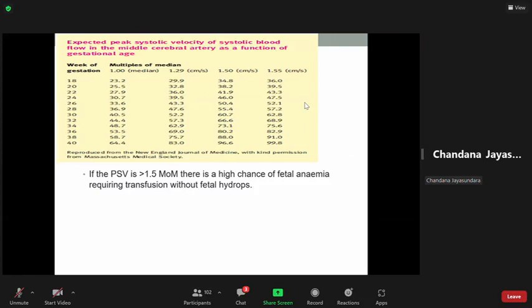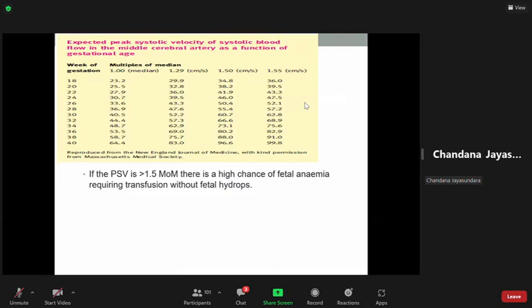it is statistical jargon actually. So we check at 1.5 multiples of the median value. If the velocity is more than that, this is 1.5 here. If anything is more than that, they have found out that there is abnormal flow and that there's a high chance of fetal hydrops. So you don't have to know all this jargon, but you have to understand that there are two methods of detecting fetal anemia in current practice.